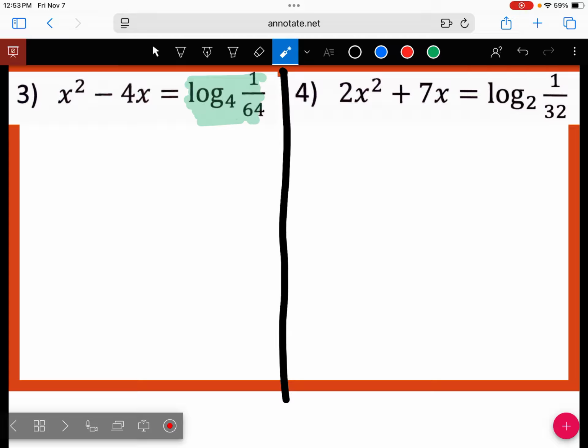Now, because it's a fraction, we know that our exponent is negative. So anyone know what would be my exponent? -3. So now we're going to set that equal to 0 and factor it.